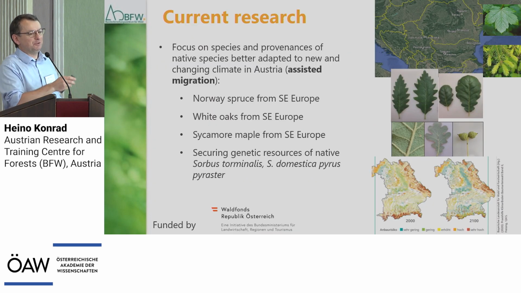Okay, just a few words about our current research. We are focusing on species and provenances of the native species, following the assisted migration approach. Currently we are looking for Norway spruce, white oaks, and sycamore maple from southeastern Europe. Almost too late, because there is a problem with drought, and seed production is not working there anymore. We are also looking for these Sorbus species, for example, which have been projected to do better in the future.